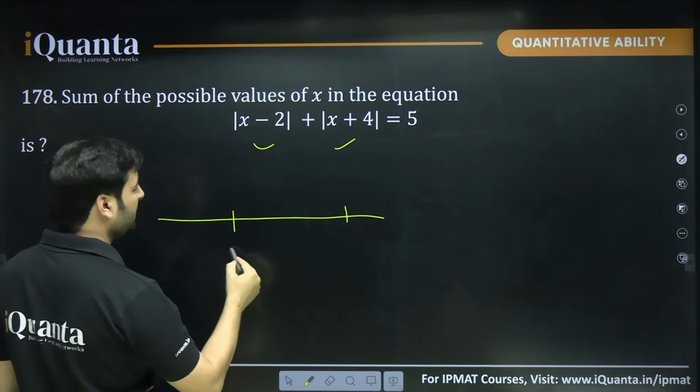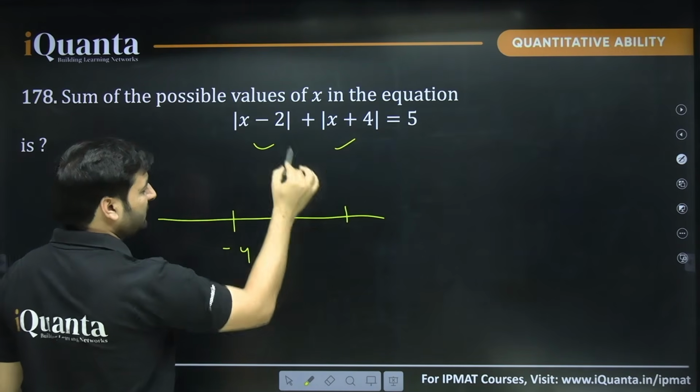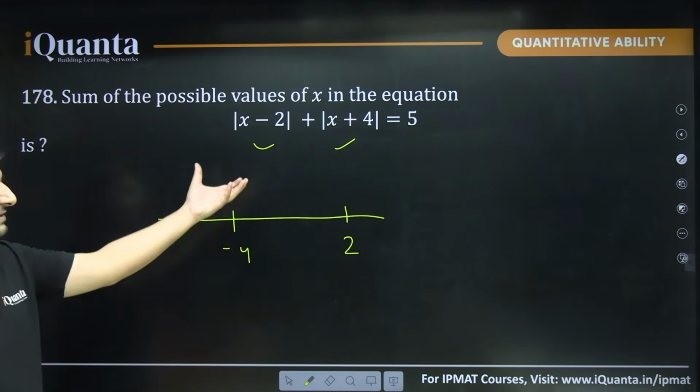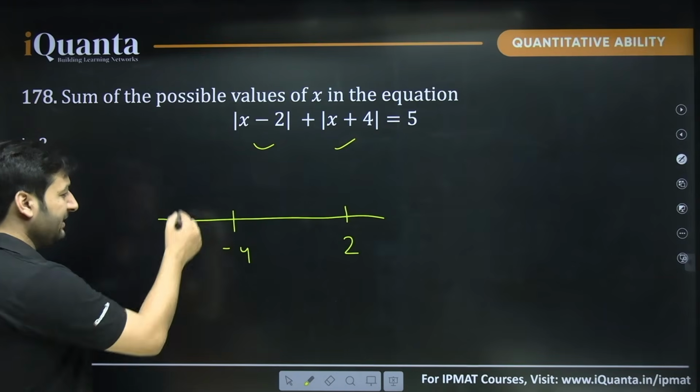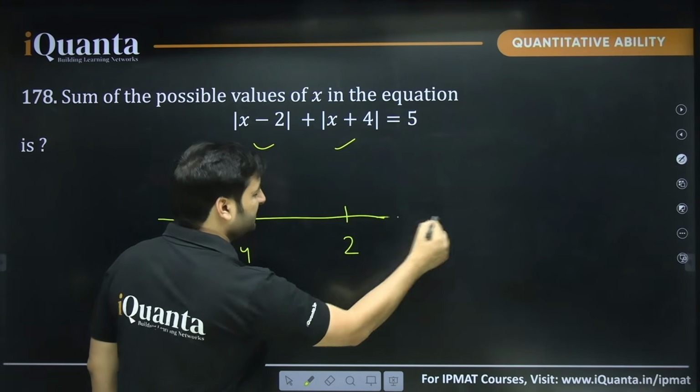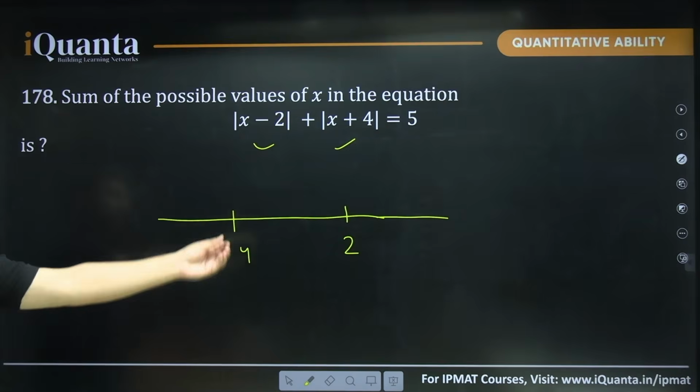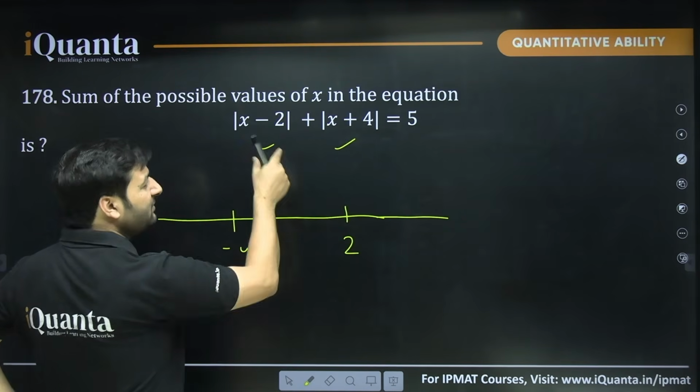So put your critical points, minus 4 and 2. The sum of distances of x from 2 and minus 4 has to be 5. Either x can be here, x can be in this range, x can be in this range. You want the value to be 5. What is the minimum value of this mod?